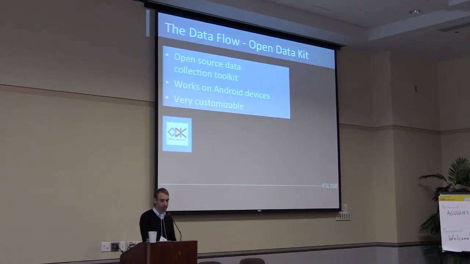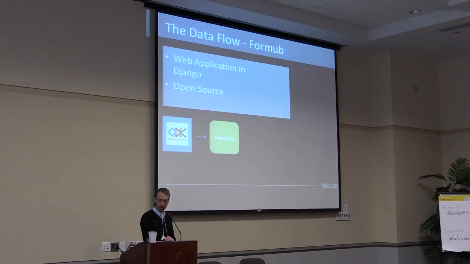So we have field teams in each of our countries, and when they go to these households or these ecological plots, they use these forms to enter the data. And when they get back to an internet connection, they upload it to FormHub, a web application running in the Python framework Django. It's also open source, and we have this running on a cloud-based server. So this collects the raw data from the Open Data Kit forms and hosts it.